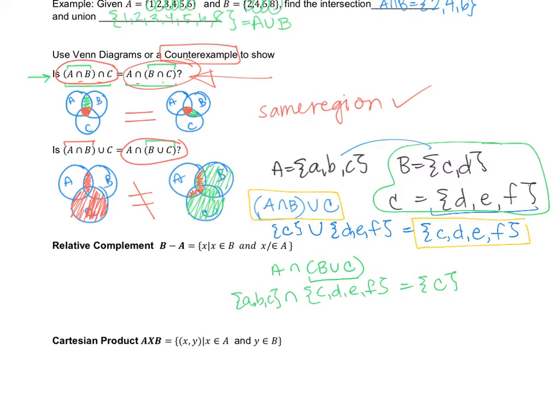So you can see that the right side is just a set with one element, C, but the left side contained 4 elements. So there's no way that those could be equal to each other. And so this would be a counterexample. It's showing that this is false. The statement here is not true.